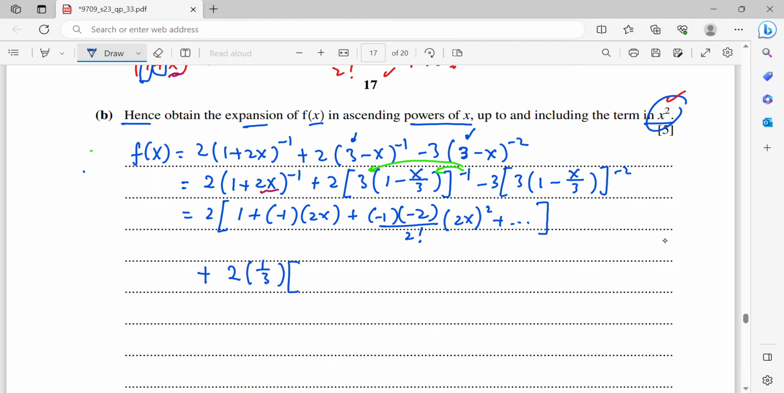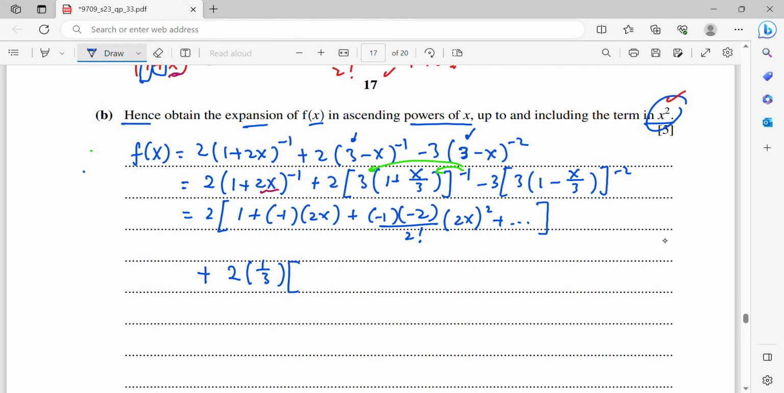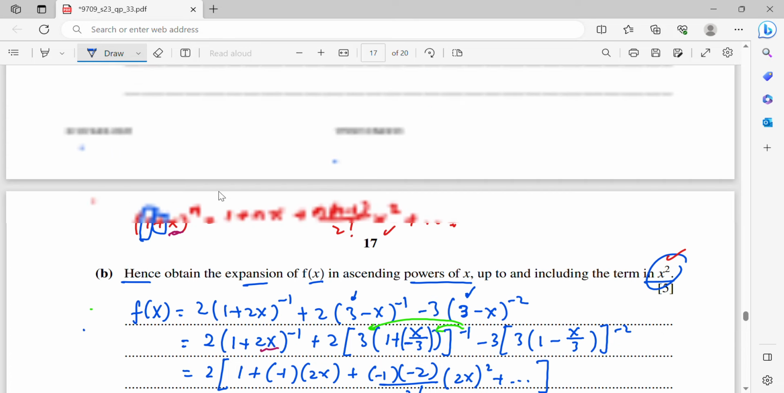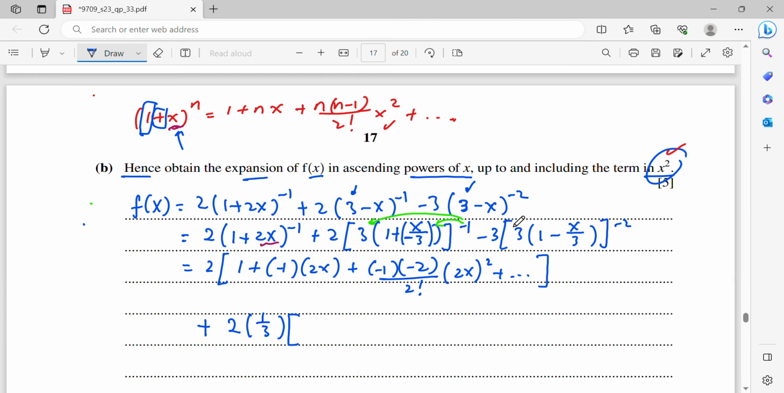Then degree of minus 1 for 1 minus x over 3. So this 1 minus x over 3 is actually the same as, okay, I need to rewrite here. Instead of writing minus, I will write plus and put a minus. So that my x in the formula becomes minus x over 3. Same goes to the next one. Instead of minus, I will change it to plus and then minus.